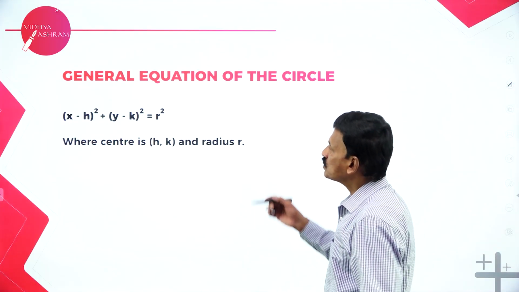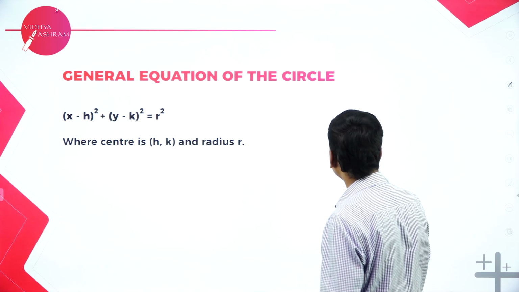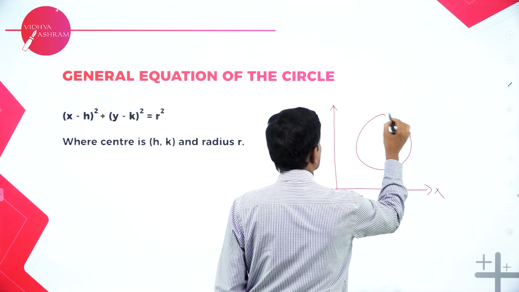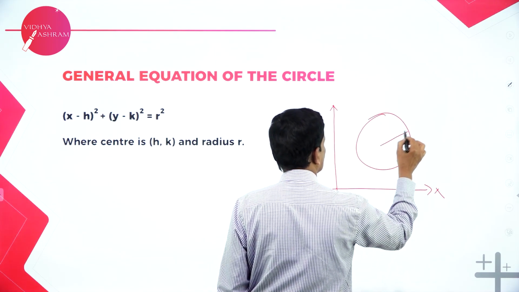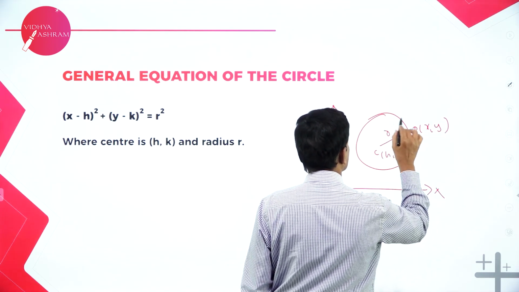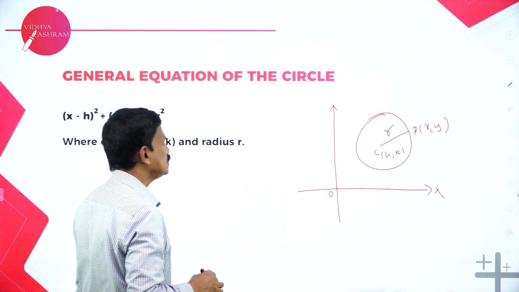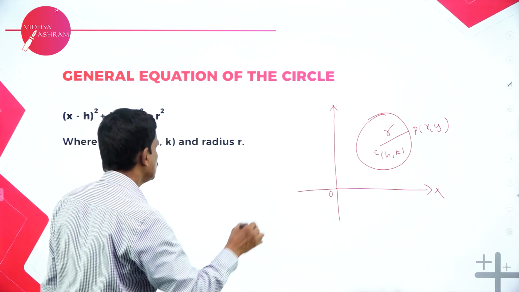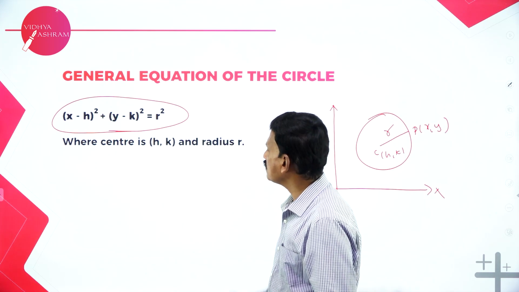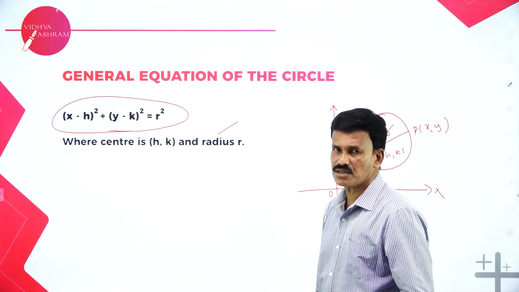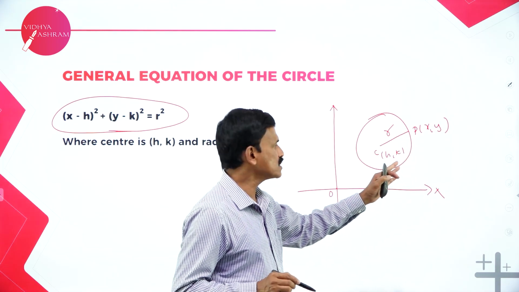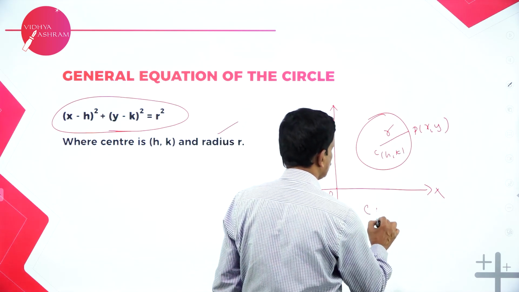Now let us consider the general equation of a circle. Suppose this is the circle, with x-axis and y-axis. If the center is (h, k), this is the center, and P (x, y) is any point on the circle, r is the radius. So this is the origin. If (h, k) is the center of the circle, then the equation of the circle is given by (x minus h) whole square plus (y minus k) whole square is equal to r square, where (h, k) is the center and r is the radius. Very simple. If you apply the distance formula, you will get this, because here CP is equal to r.